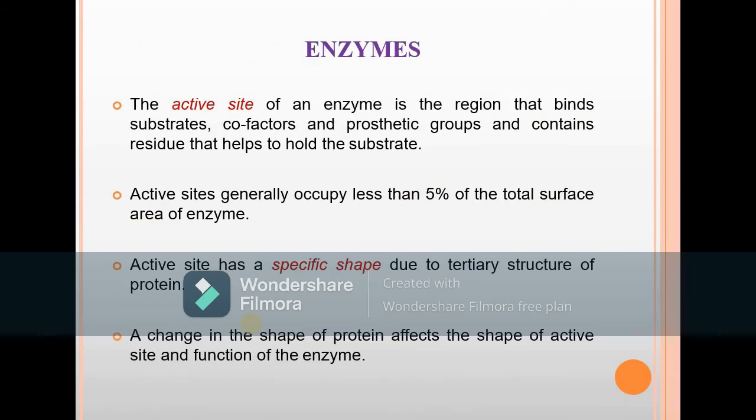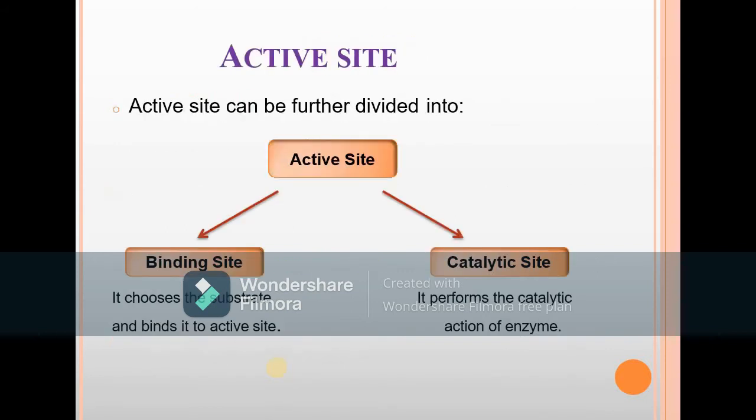The active site of an enzyme is the region that binds substrates, cofactors and prosthetic groups and contains residues that help to hold the substrate. That means the active site is the part on which the cofactors or substrates get attached. Active sites generally occupy less than 5% of the total surface area of the enzyme. The active site has a specific shape due to the tertiary structure of the protein. A change in the shape of the protein affects the shape of the active site, and the function of the enzyme will also be affected.